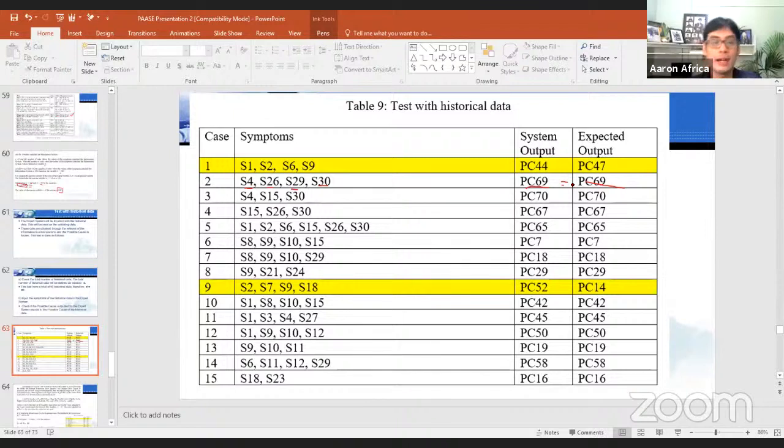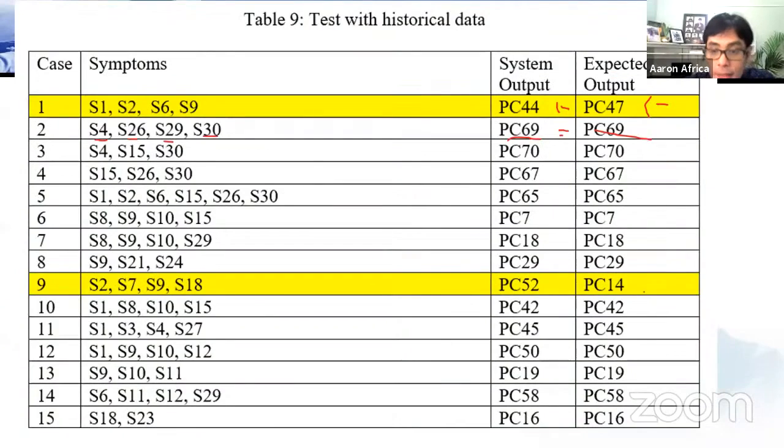Now, in the system, we have two errors. When we input S1, S2, S6, and S9, the expected output is PC47, but the system outputted PC44. And also in the ninth case, we inputted S2, S7, S9, and S18. The expected output is 14, but our output became 52.